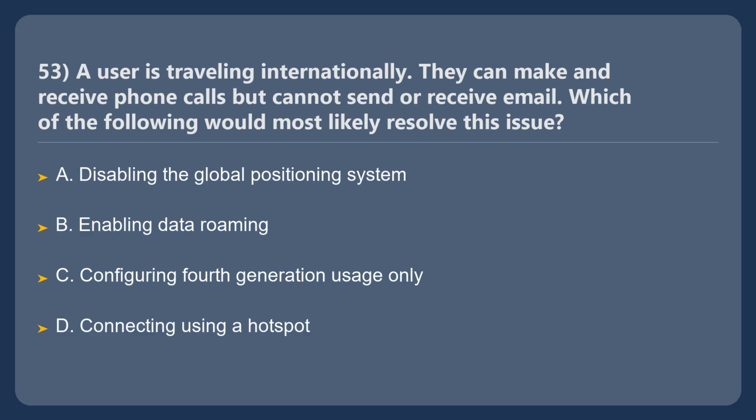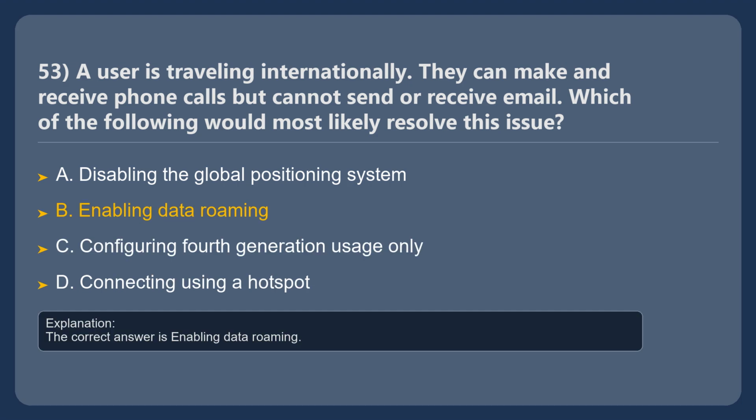Question 53. A user is traveling internationally. They can make and receive phone calls but cannot send or receive email. Which of the following would most likely resolve this issue? Option A, disabling the global positioning system. Option B, enabling data roaming. Option C, configuring fourth-generation usage only. Option D, connecting using a hotspot. The correct answer is option B, enabling data roaming.